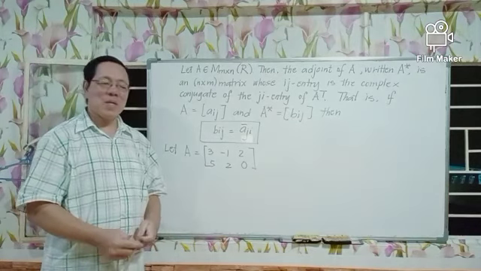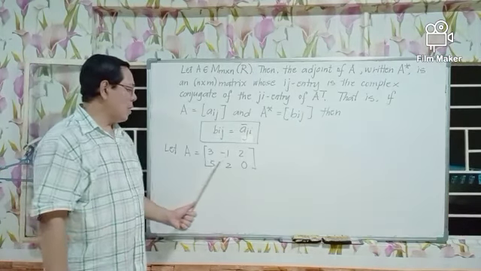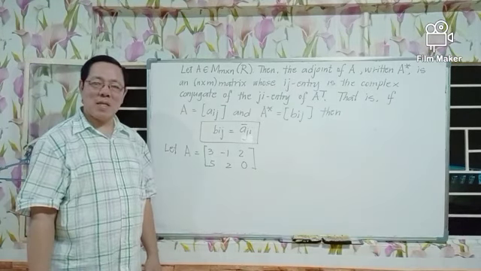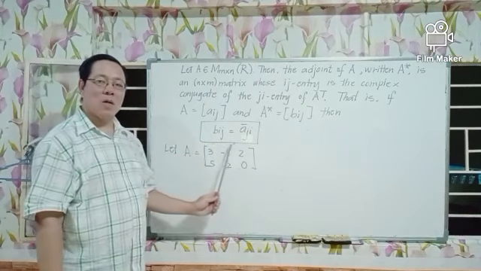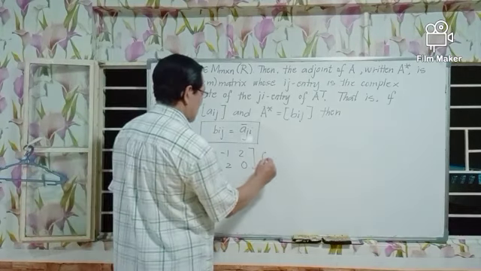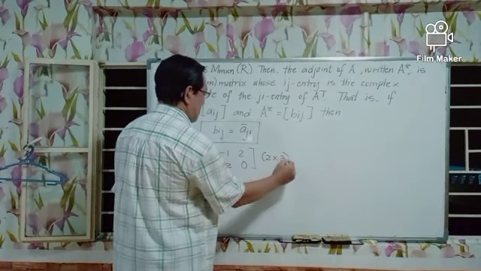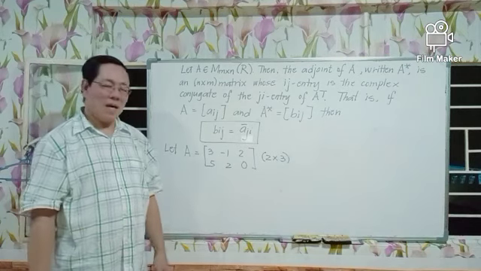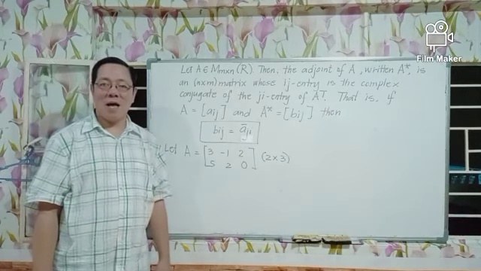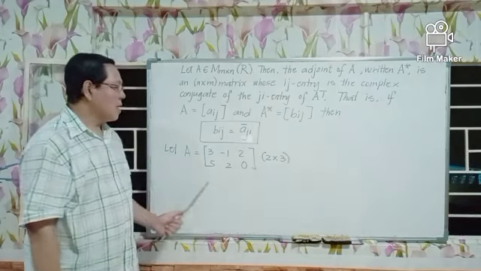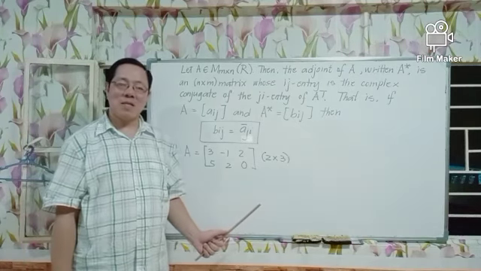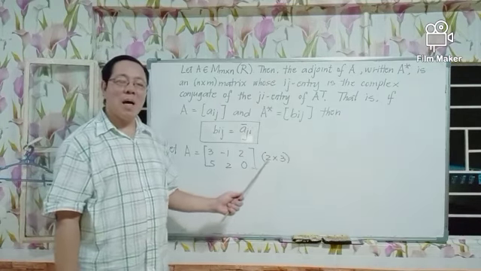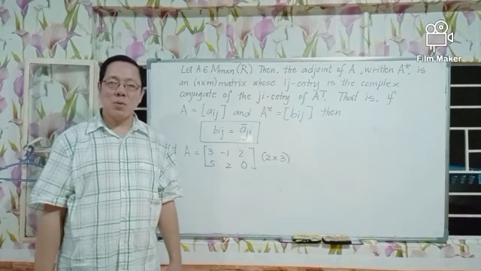Consider matrix A with entries 3, -1, 2, and 5, 2, 0. Thus, A is a 2 by 3 matrix with 2 rows and 3 columns. And even before you get the adjoint of matrix A, you can already predict the size or shape of the adjoint of matrix A. The size of the adjoint of matrix A, denoted by A star, should be 3 by 2 with 3 rows and 2 columns.